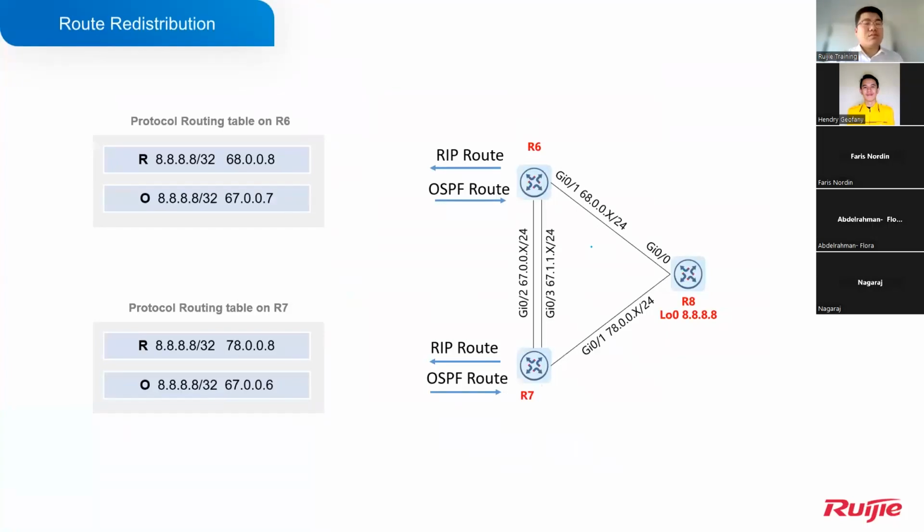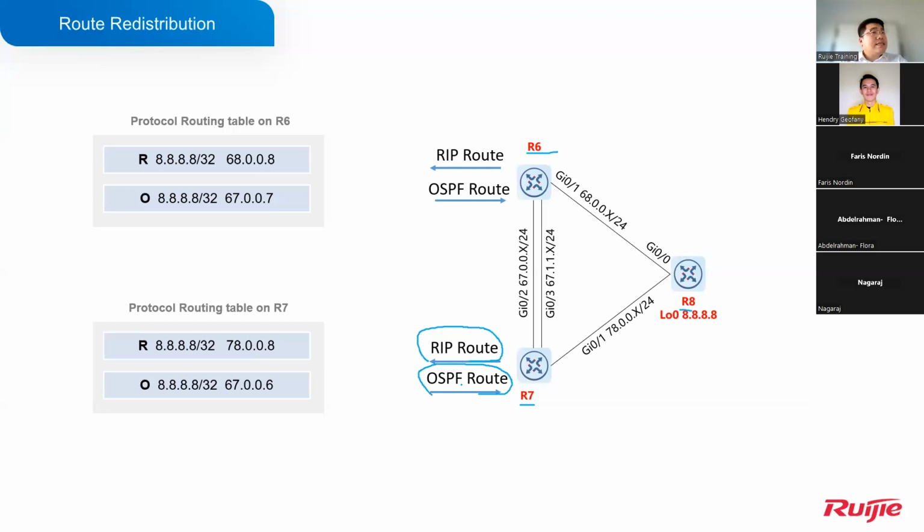And the problem we mentioned is shown here. Now you can easily find out R6, R7, R8 is a part of the whole topology we just saw. And on R6 and R7, we do the route redistribution, which means we import RIP route into OSPF and OSPF route into RIP. On R7 it is the same.